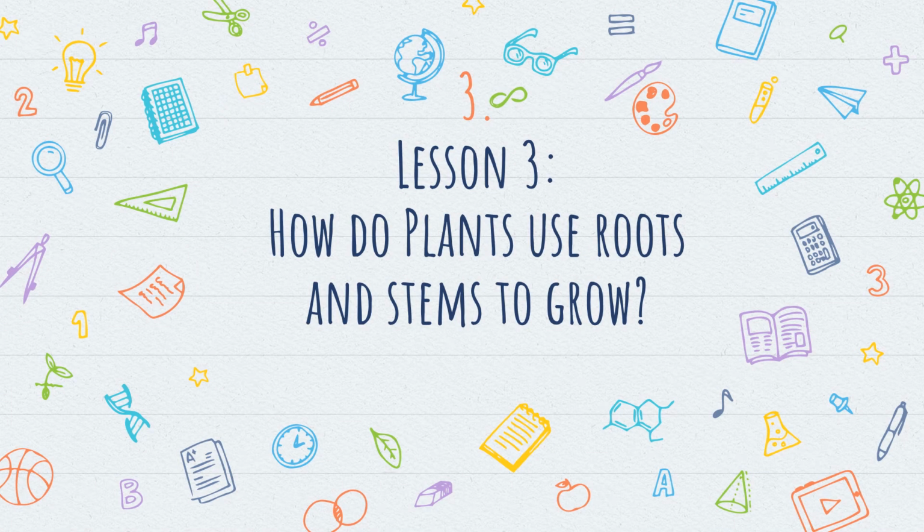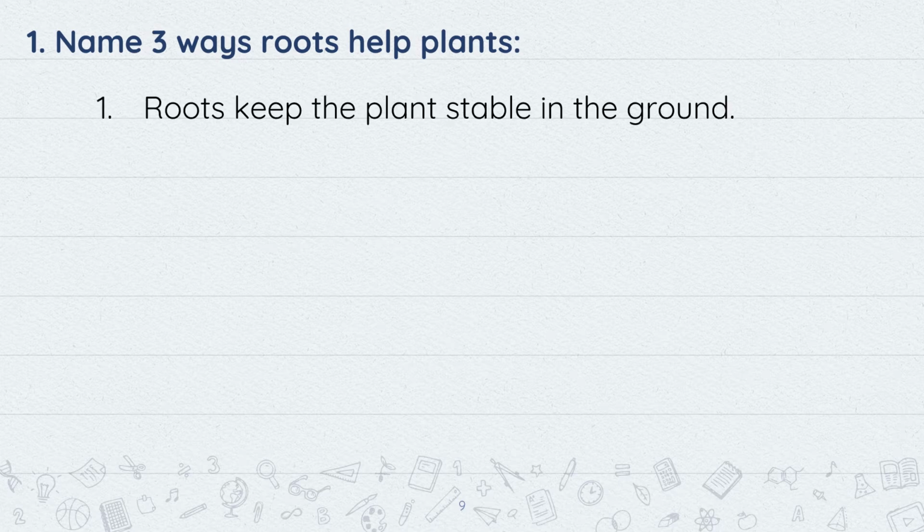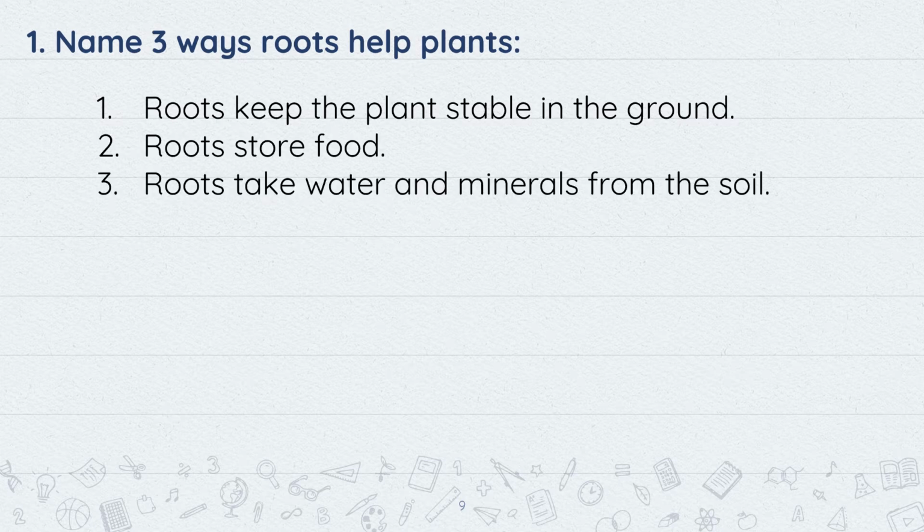Next lesson that we're going to review is lesson number 3. How do plants use roots and stems to grow? Number 1, name 3 ways roots help plants. Roots keep the plant stable in the ground. Roots store food, and roots take water and minerals from the soil to help the plant grow and develop.